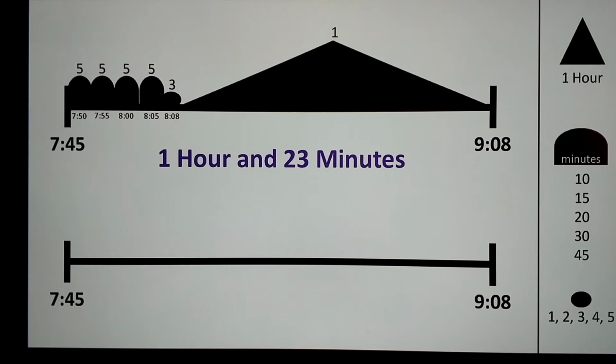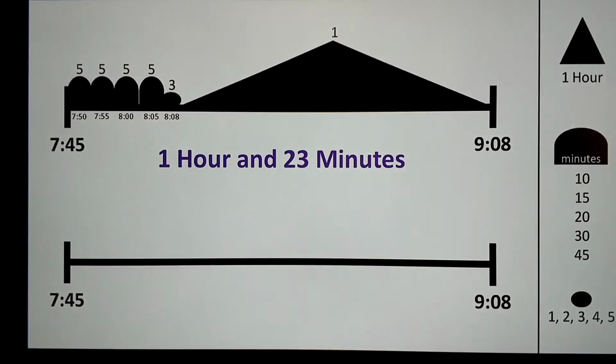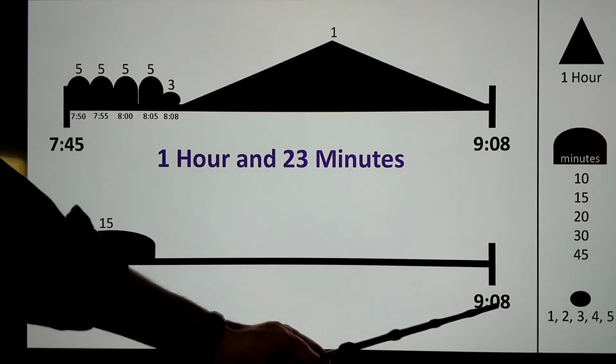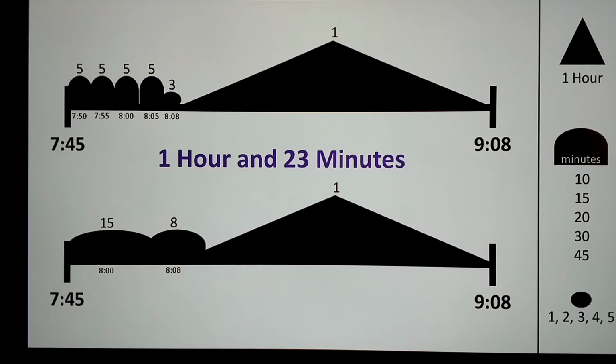Here's another way. 7:45, I know that 45 plus 15 is going to get me to 8 o'clock. So I add 15 minutes. Now I'm at 8 o'clock. I only need 8 more minutes. Now I'm at 8:08. My minutes line up. Now my hour, I just need 1 hour. And I get the same answer. I've just done it a different way.